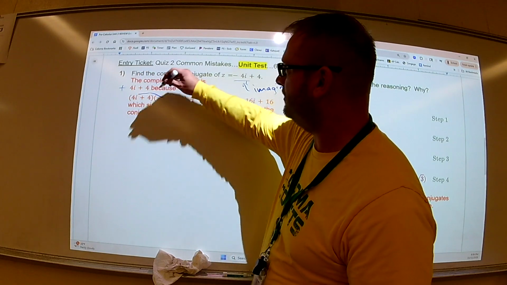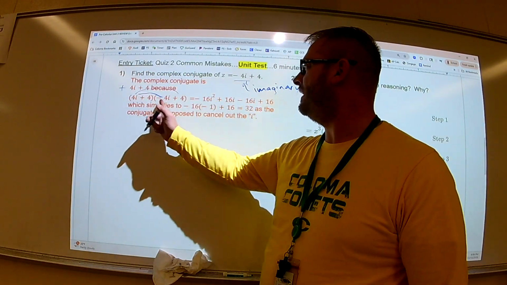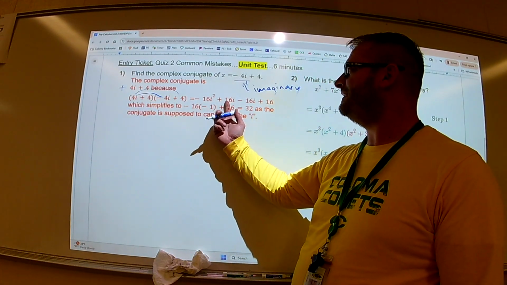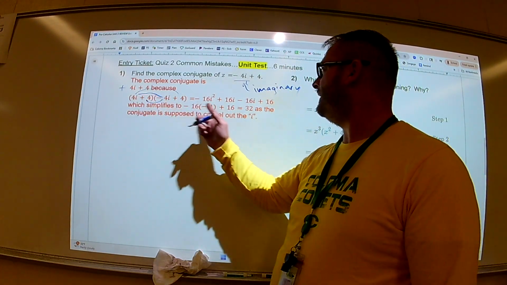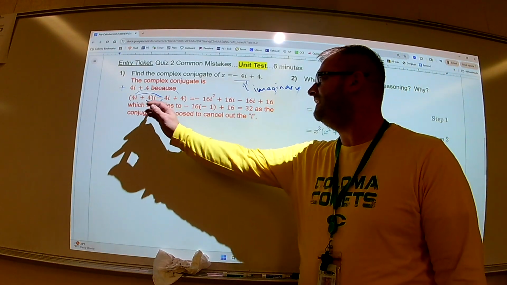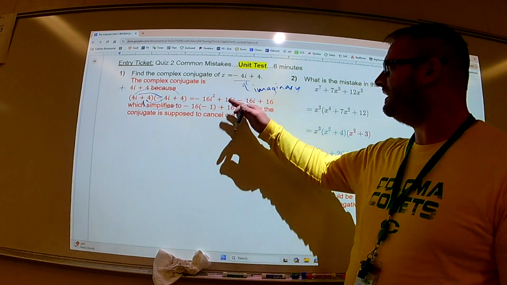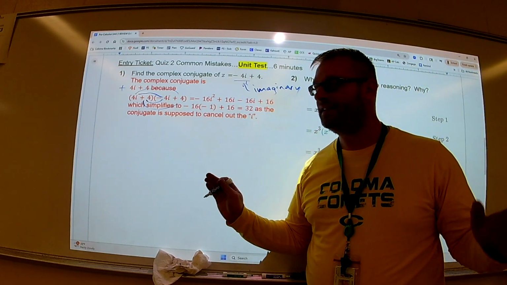If we do foiling quick, 4i times negative 4i is negative 16i squared. 4i times positive 4i is 16i. Positive 4 times negative 4i, negative 16i. 4 times 4, 16. 16i minus 16i, the imaginary number, cancels out.